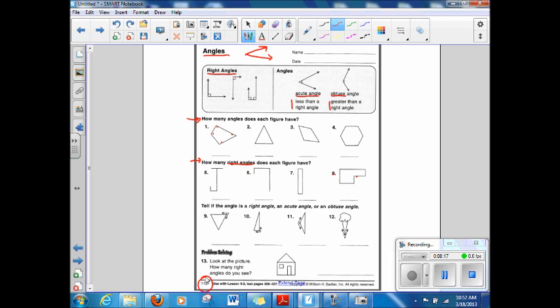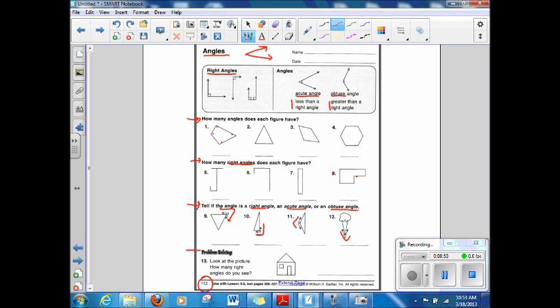If you take a look at the next set of instructions, I should say, it says tell if the angle is a right angle, an acute angle, or an obtuse angle. You have to write those words on the lines for number 9, and they want you to take a look at that set of rays and tell what kind of angle that represents. Or number 10, here's the set of rays here, or 11, here's the set of rays, and then 12. They give you an actual ice cream cone, it looks like. Tell what kind of angle is at the tip of that ice cream cone.